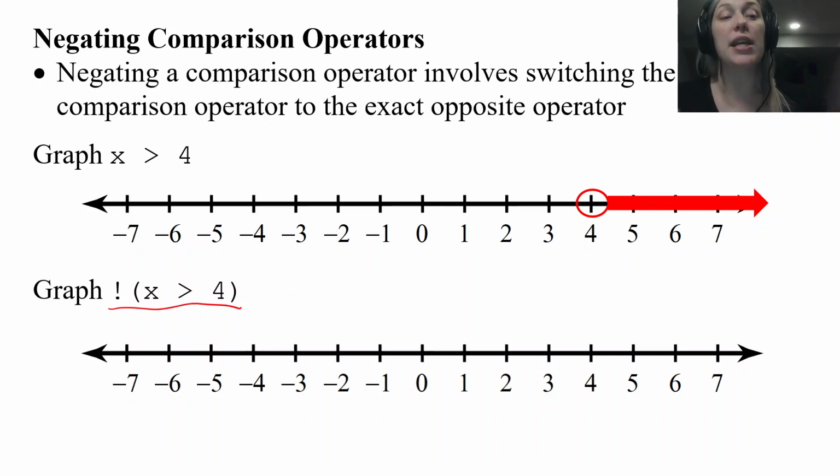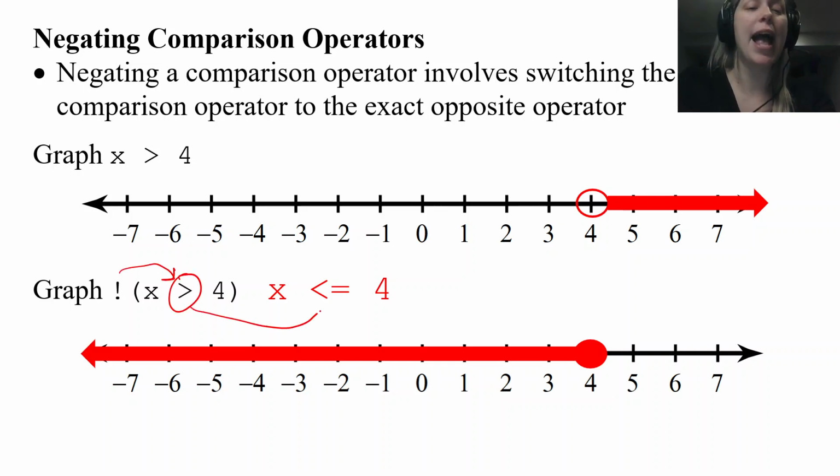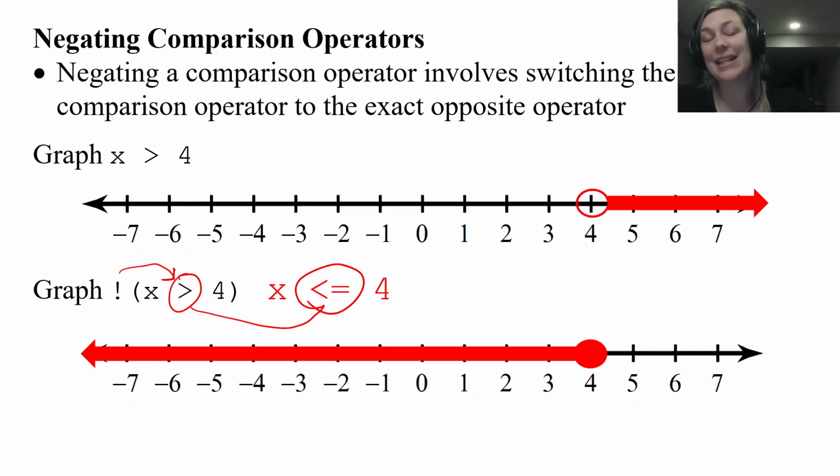The negating of that is called a negating comparison operator. So you are switching that comparison operator to the exact opposite. And the exact opposite of that is shading in the 4 and shading everything less than 4. And what is that? That's x less than or equal to 4. So a comparison operator, when you negate it, has the exact opposite operator. And when you are negating it, that's what you are switching it to.